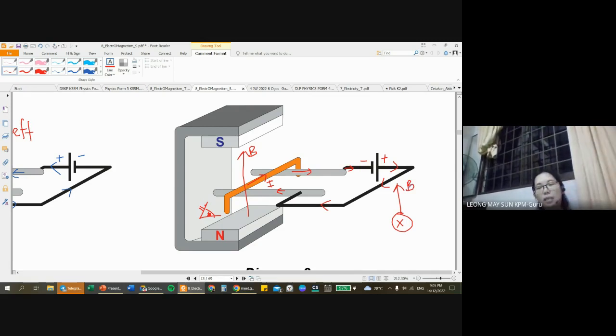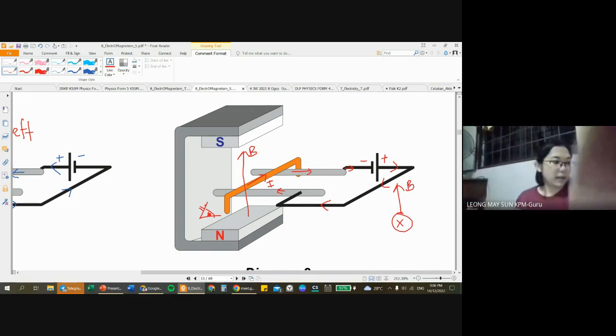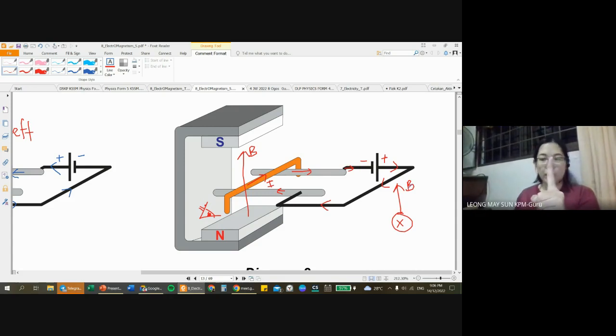Because there's a power supply, we have to use Fleming left hand rule. So again, number one, use the pointing finger to show the direction of the magnetic field. So that would be pointing upwards. And then take out your middle finger and also the thumb. So magnetic field pointing up, but the current right now is pointing inwards. So it goes like this.